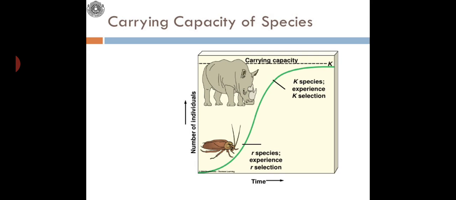Carrying capacity of the species. Again, in this graphical representation, the number of individuals is plotted on one axis and time is plotted on the other axis. As you see, in the beginning the population experiences r selection, and once it reaches the peak level, at the carrying capacity, it experiences K selection.